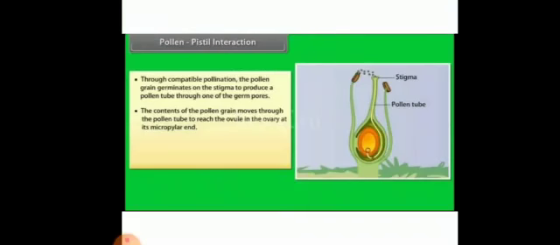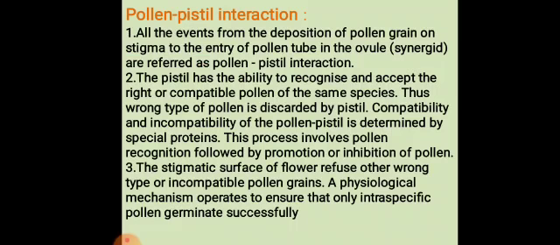Look at this picture. In this pollen pistil interaction, the male and female reproductive parts interact: the pollen grain is deposited on the stigma, and the pollen tube enters the inside of the ovule. This interaction is called pollen pistil interaction. The pistil has the ability to recognize and accept the right or compatible pollen of the same species.